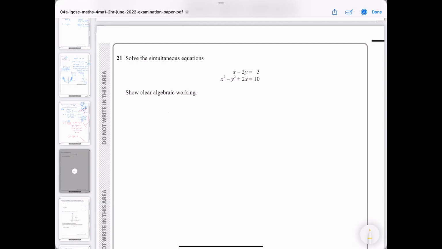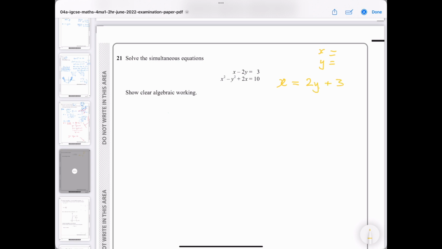The simultaneous equations: x minus 2y equals 3 and x squared minus y squared plus 2x equals 10. In order to get this to work, we're going to have to get either an x equals or a y equals and then substitute it in. The obvious one is x minus 2y equals 3. So let's make that x equals, and we'll add 2y onto both sides. So we get 2y plus 3.